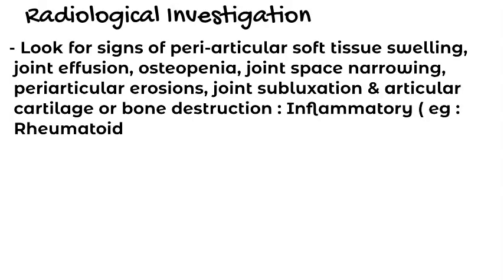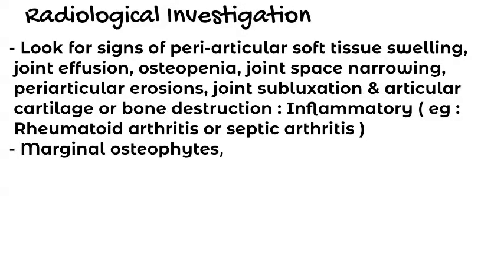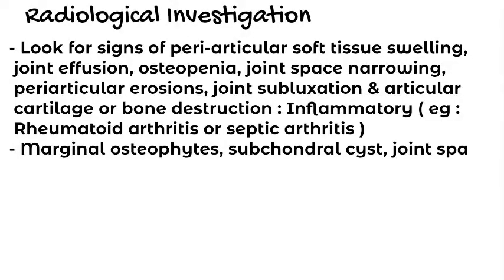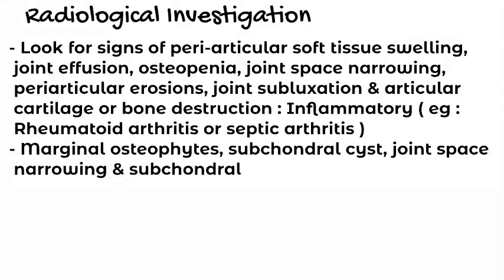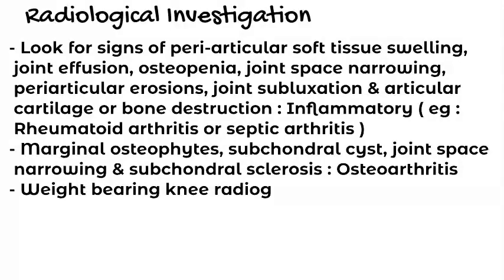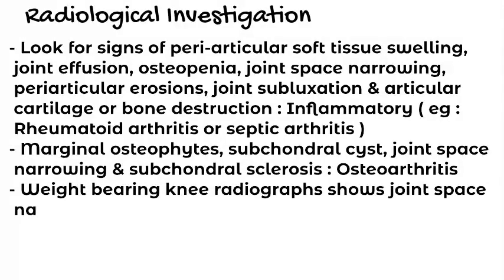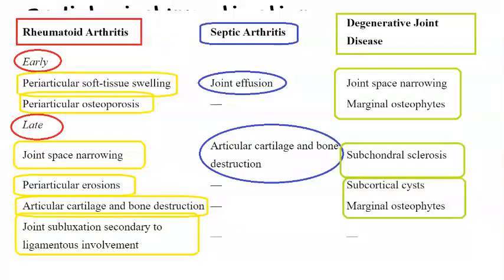Inflammatory, example, rheumatoid arthritis or septic arthritis. Marginal osteophyte, subchondral cyst, joint space narrowing, and subchondral sclerosis lead to osteoarthritis. Finding: a weight-bearing knee radiograph showing joint space narrowing is the best to help diagnosis. Again, this figure shows a summary of radiological findings.